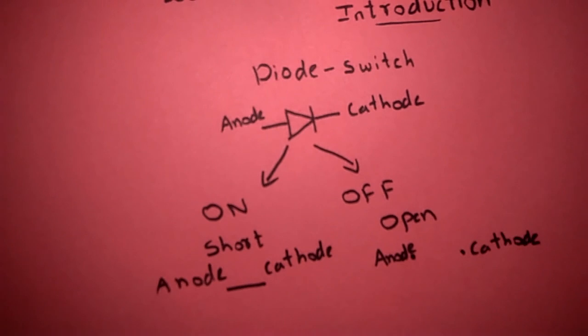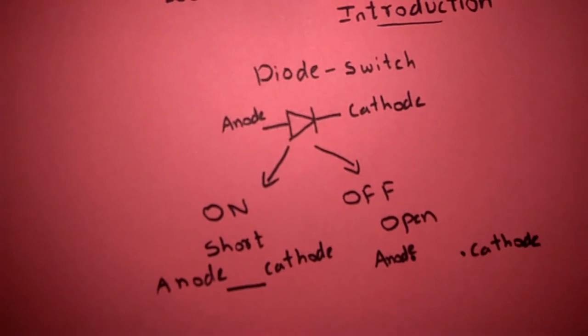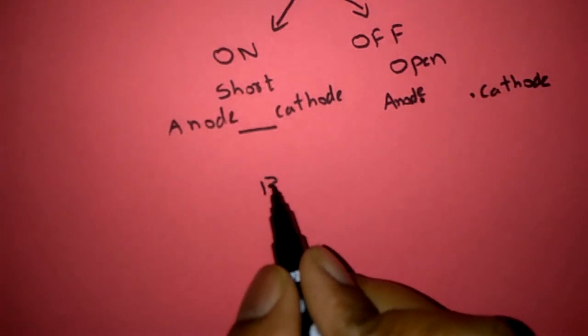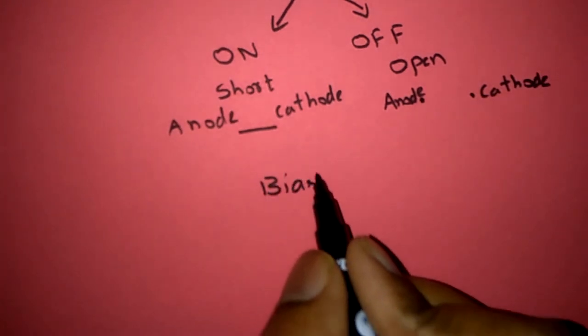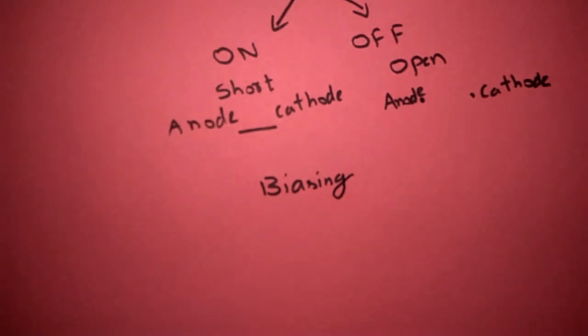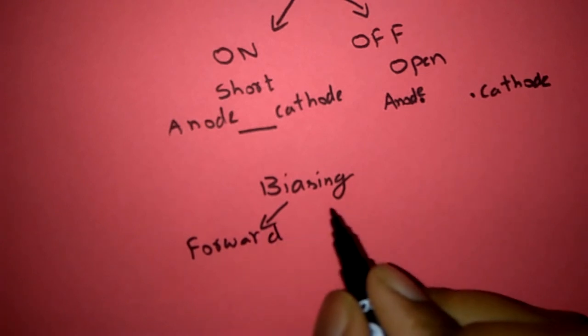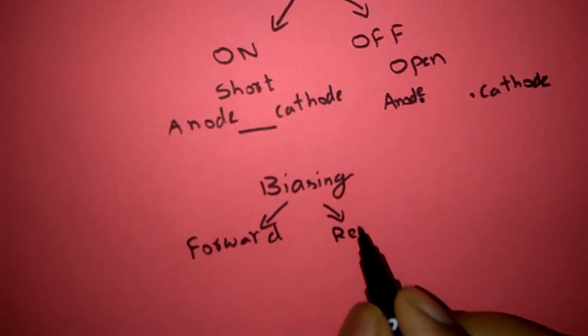But whether the diode is in on state or off state, it is decided by how we connected the power supply. That process is called biasing. So biasing is of two types. One is forward bias, another one is reverse bias.